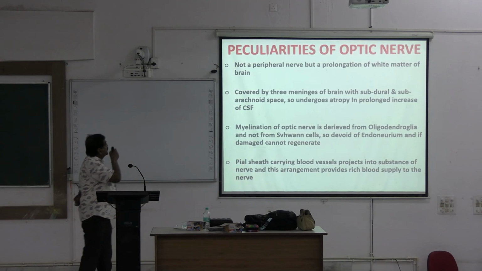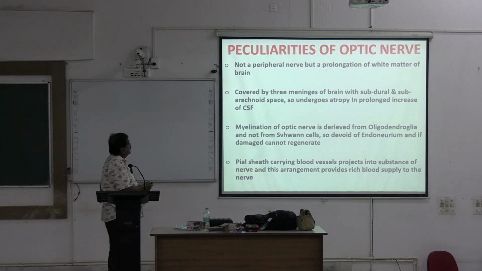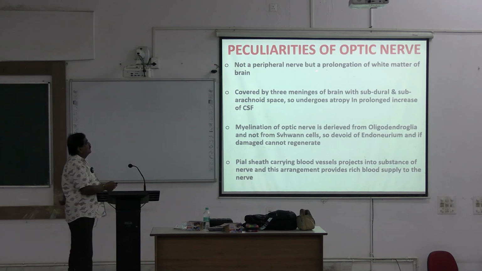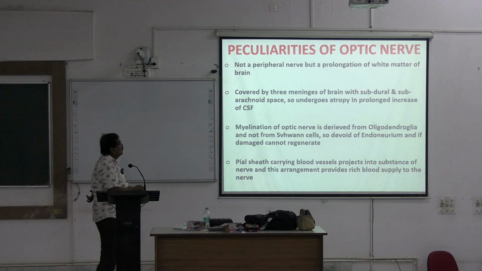Peculiarities of the optic nerve: it is not a peripheral nerve, but a prolongation of the white matter of the brain. This is important. It is covered by the 3 meninges of the brain with subdural and subarachnoid space, so it undergoes atrophy in prolonged increased pressure of the CSF.